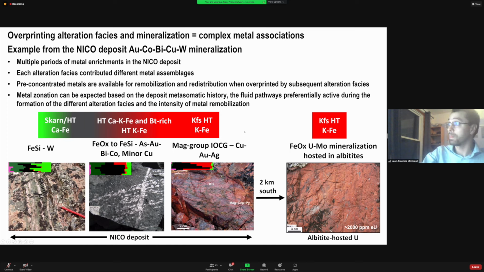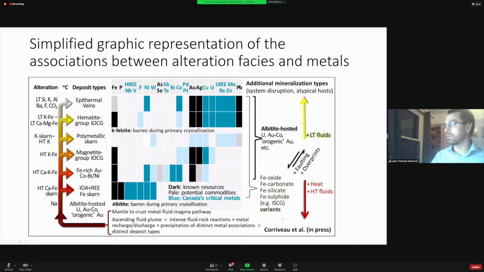A simplified representation helps to frame this. If we have certain alteration facies, which suite of metals can we anticipate? This is illustrating which metals are concentrated at each of these alteration facies, which ones are in known resources, which ones are potential commodities in the future, and which ones we are finding in the deposits that we have estimated resources for in Canada at this point.